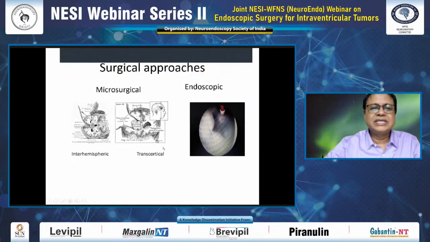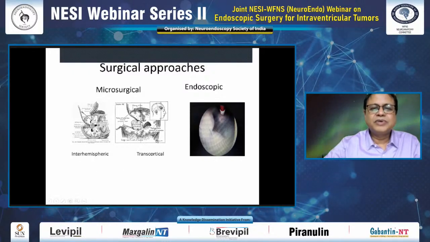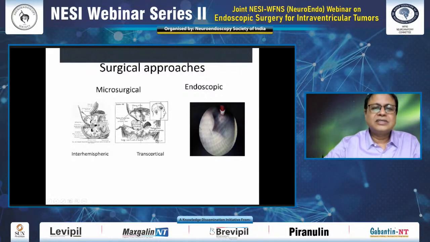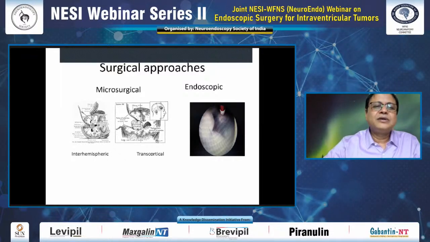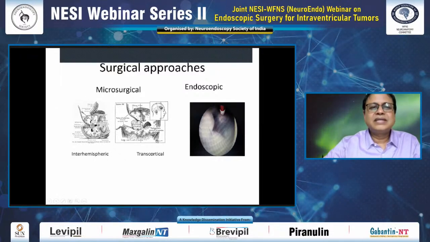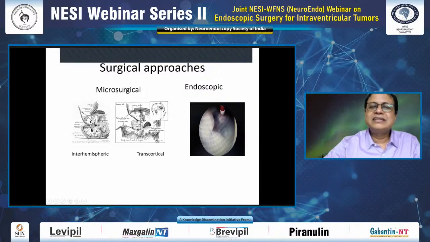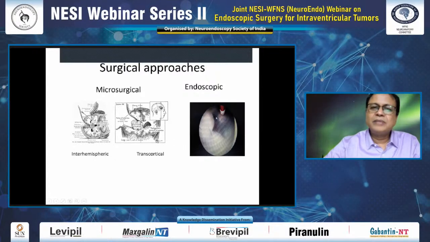transcortical or interhemispheric approach. And as Professor Ashish Pathak and Professor Hemant Bharati were also pointing out, the incidence of seizures was higher in transcortical. That is what we were taught, and that is what was in the literature at that time. And people preferred the interhemispheric or transcallosal approach. But now people prefer endoscopy, which is again a transcortical approach. So are we going in a retrogressive way or a progressive way?